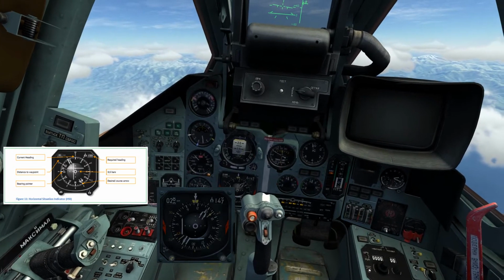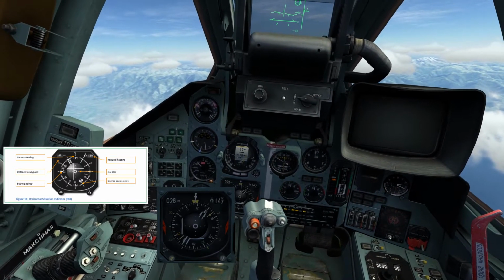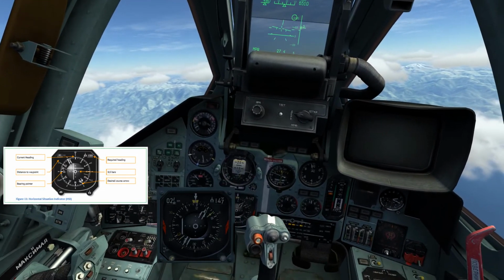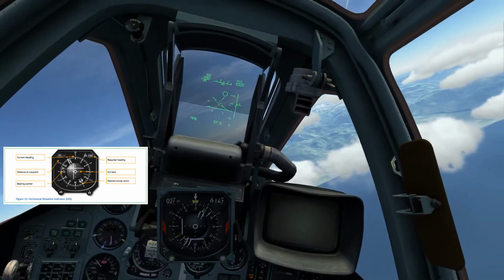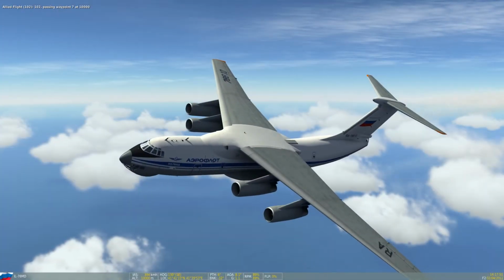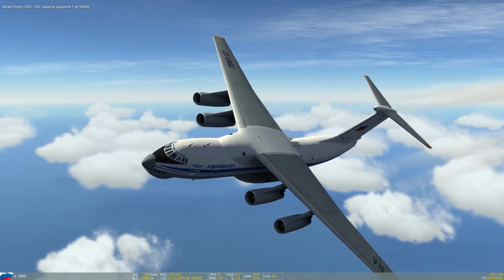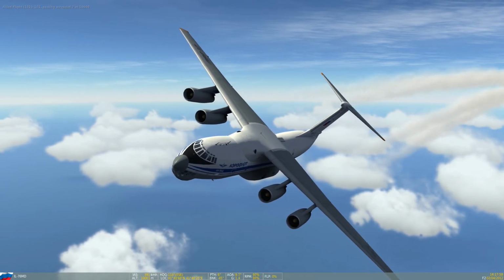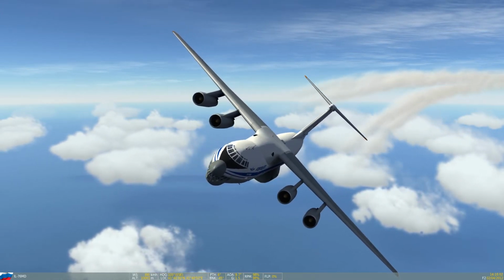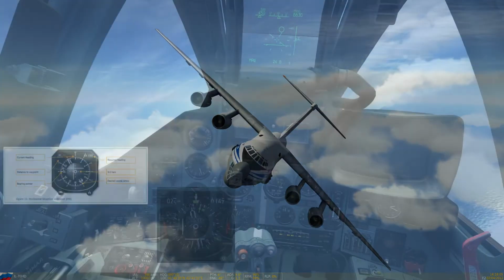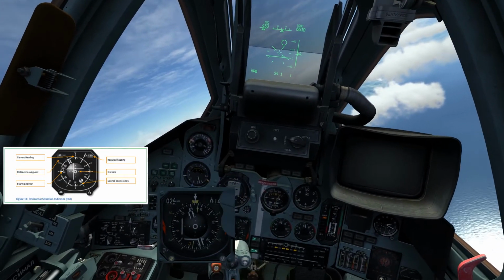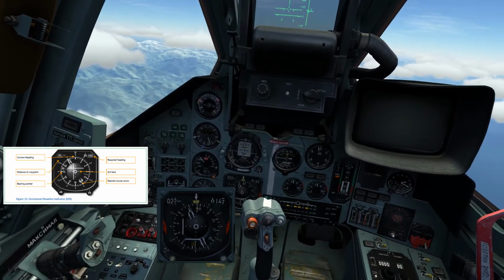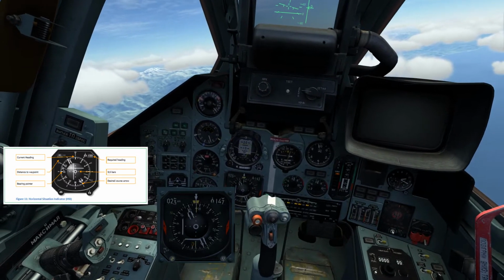So what it's showing us, and the ADI required heading is showing us, is that our waypoint is to our right. So let's turn now. And let's set up. So now we are pointing to our waypoint, but the required heading is different.